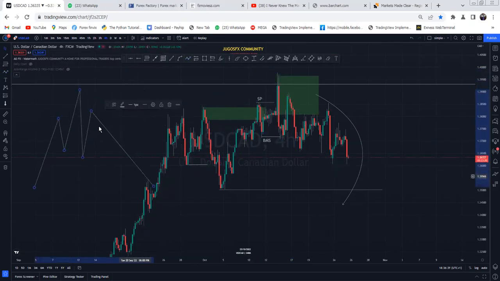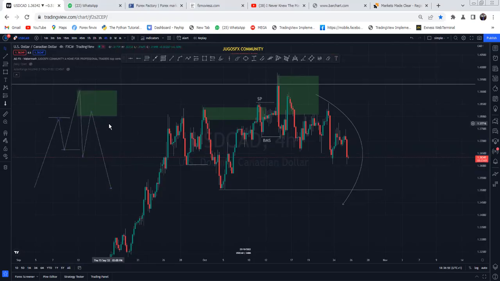Okay, this is the same pattern that I just showed you, guys. So that's our break of our RTO. This is our stop purge here, and then this here is our BMS. As simple as that. Once you see this pattern, you are selling, and that is it.